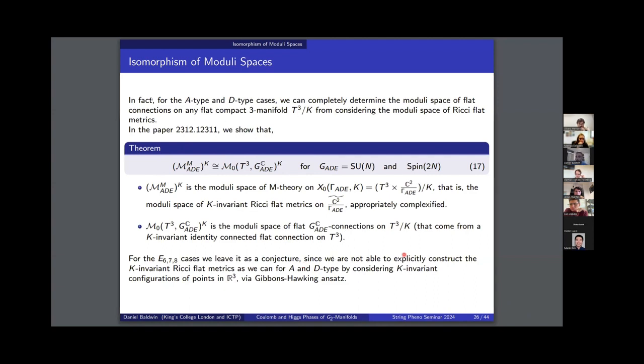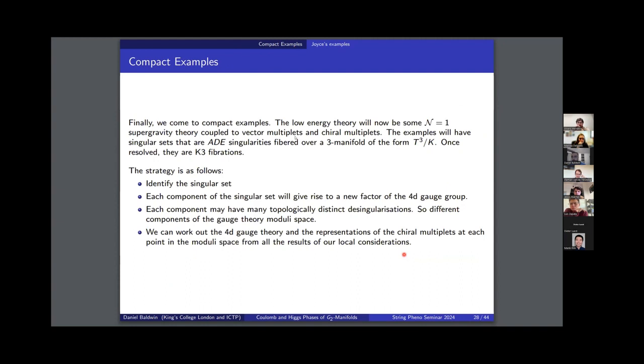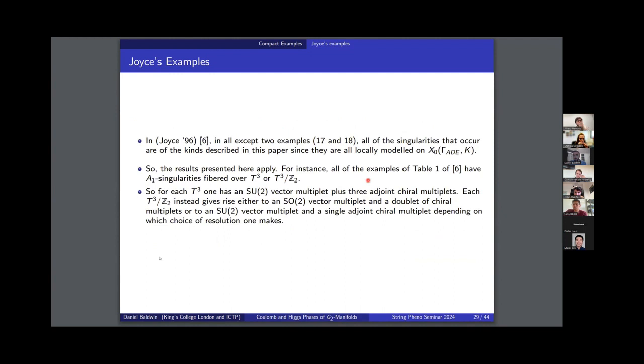So we can also think about compact examples. The example that I was using here to illustrate the ideas was non-compact, because we were taking some local model of the singularities. But we could imagine this being the singular set of some compact G2 manifold, and all the results that we have apply to this case. So we can take some examples of compact G2 manifolds. Dominic Joyce has many examples that we could use, and we can completely determine the physics of these.